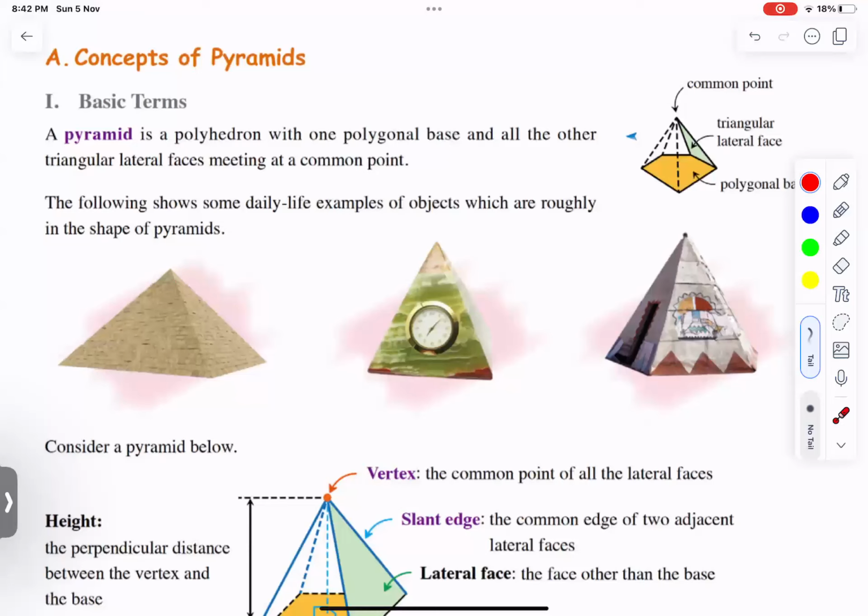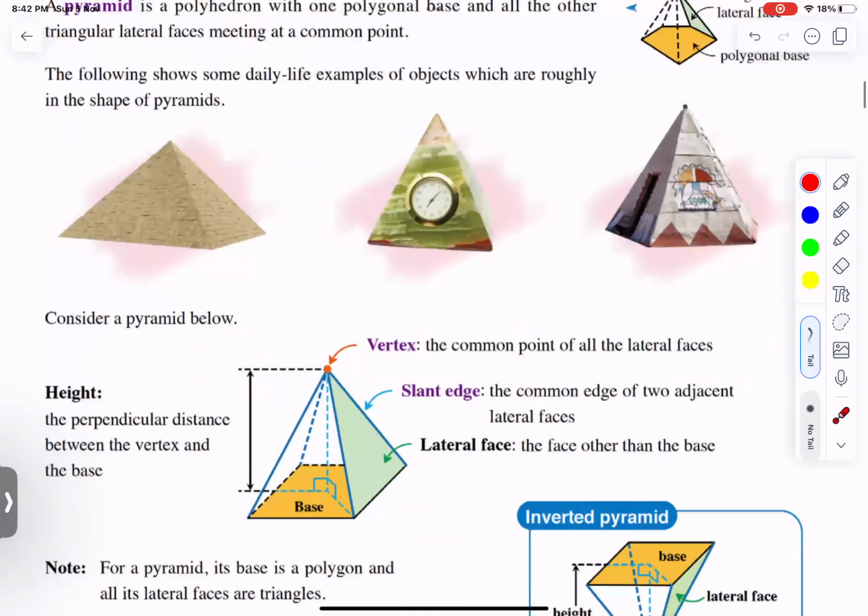This common point, you can call it the common point directly, but the better way to call it is the vertex. Vertex means the highest point of a thing, so the vertex of this whole pyramid. And of course, this is a lateral face, because it's in a triangle shape, so we call it a triangular lateral face. Or even if you just call it a lateral face, it's fine.